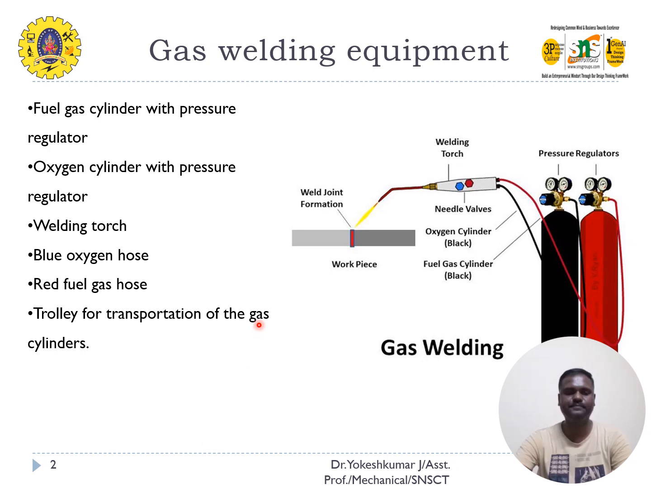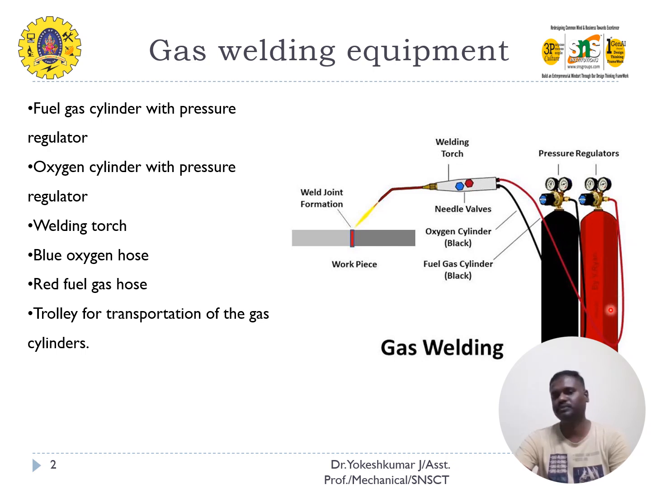So here, the first equipment is the fuel gas cylinder. Here you can see two types of cylinder. One is in black color and another one is in red color. Usually the fuel gas is stored in the red color cylinder, and oxygen is stored in the black color cylinder.